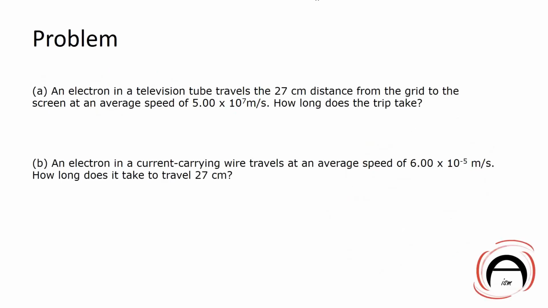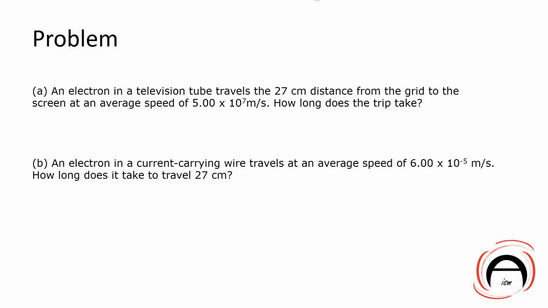So right here our two problems today are going to have an electron in a television tube travels the 27 centimeter distance from the grid to the screen at an average speed of 5 times 10 to the 7th meters per second. How long does the trip take?